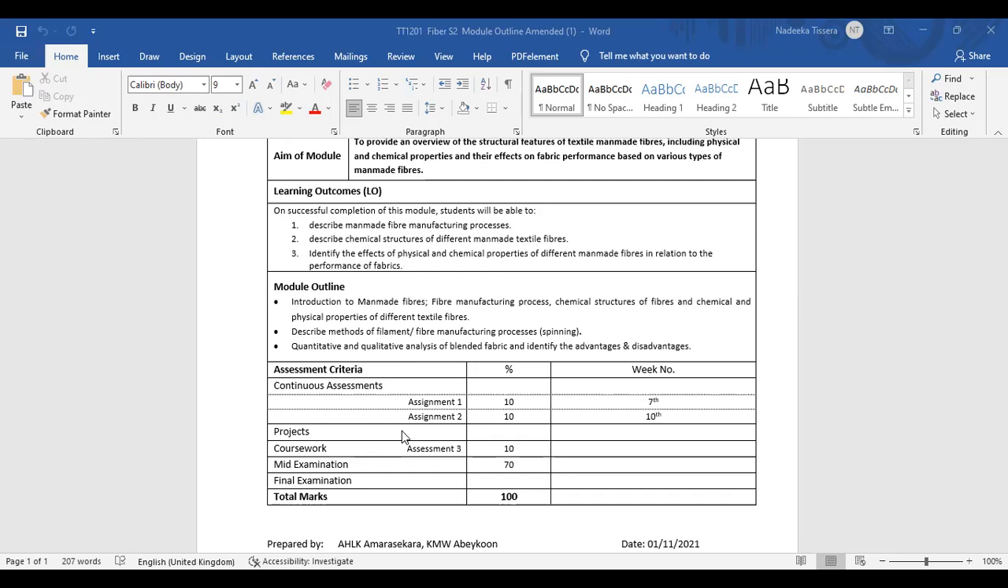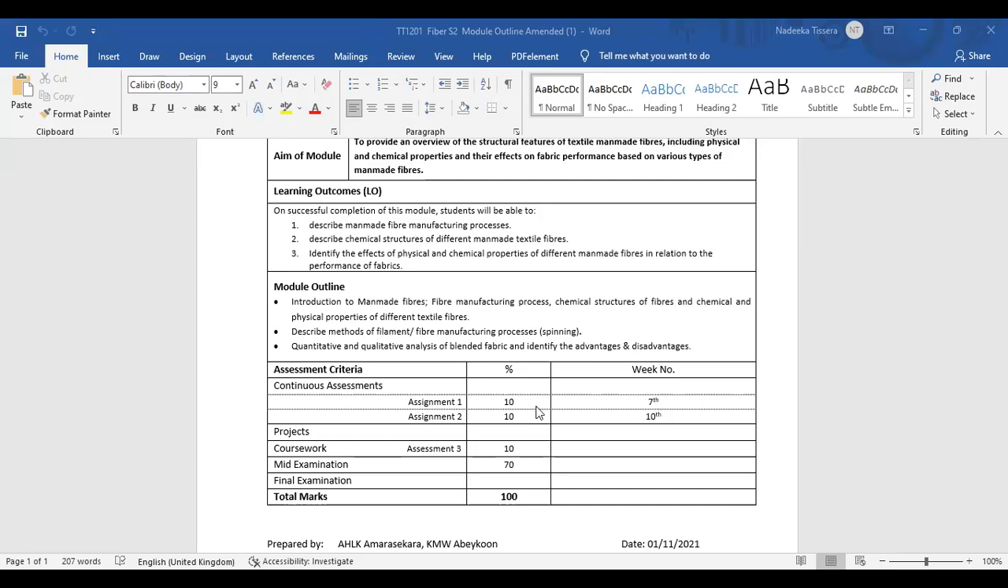So for that, we are going to have an assessment. In this assessment, I have told you there are two parts: continuous assessment and the final examination. Here you can see continuous assessment. We have divided it into three tasks. That is, we are going to give you during week number 7.